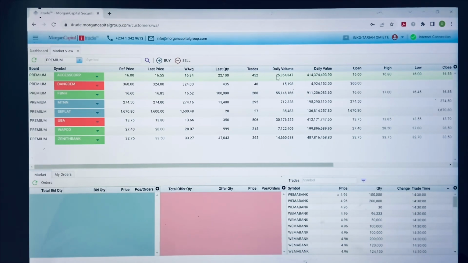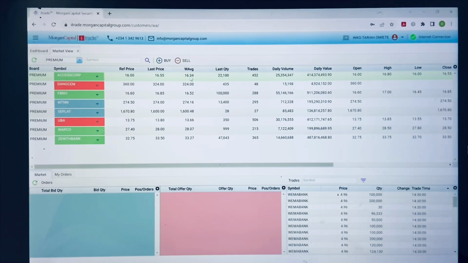For instance, follow me down here. What you see here is today's high, 16 naira 80 kobo, and today's low, 16 naira. So between 16 naira and 16.80, which is the highest, some people bought at less than 16.80 and not less than 16. So the average of what has been bought and sold is what you have as weighted average price.